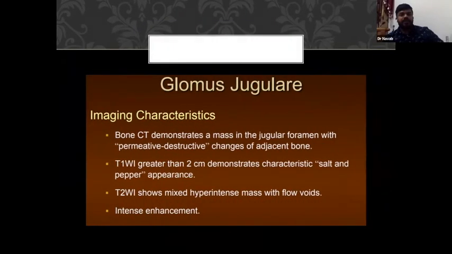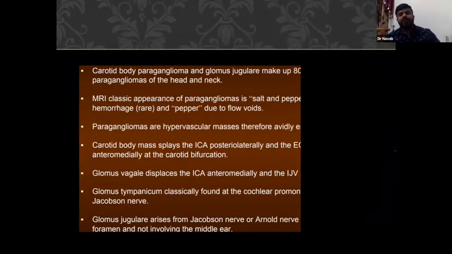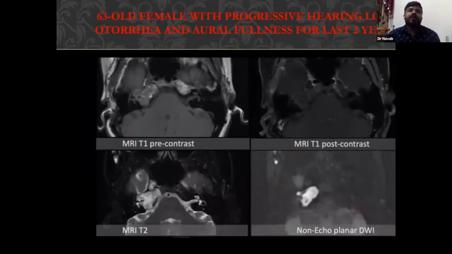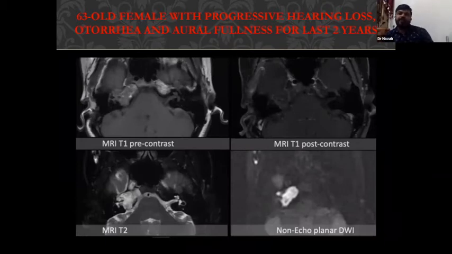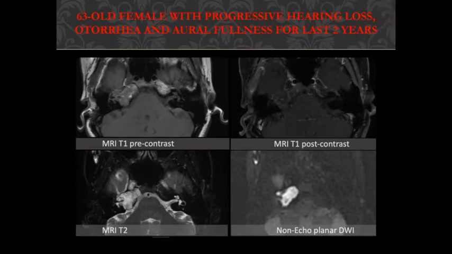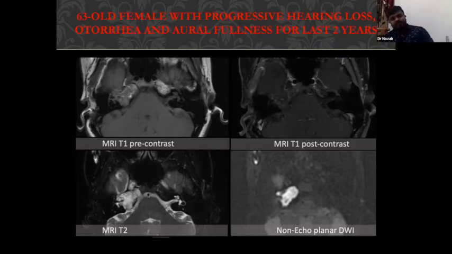So next we are moving to the rapid round cases. Okay. So can you see this image? Yes, sir. This is a 63-year-old female patient presented with progressive hearing loss, otorrhea, and aural fullness for the last 2 years. What do you see? There's a CP angle lesion which is extending into the internal acoustic meatus. Is it a CP angle lesion or petrous apex? It is located in the petrous apex. Yes. Okay.